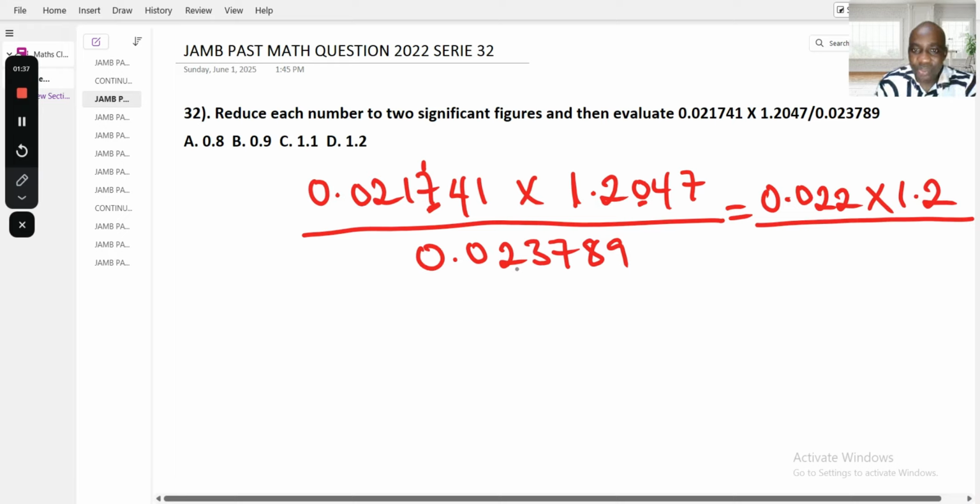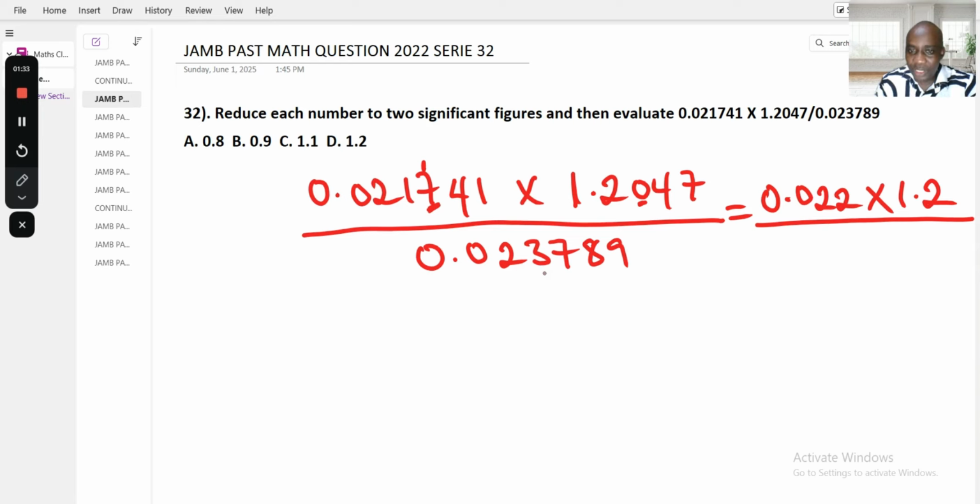This is two significant figures. Over, what is two significant figures of this one? You count from where you see a significant figure, not 0. 2, 3. This is where the two significant figures stop. The next number is 5 and above. You turn it to 1 and add it to the 3, making 24. It should be 0.024.